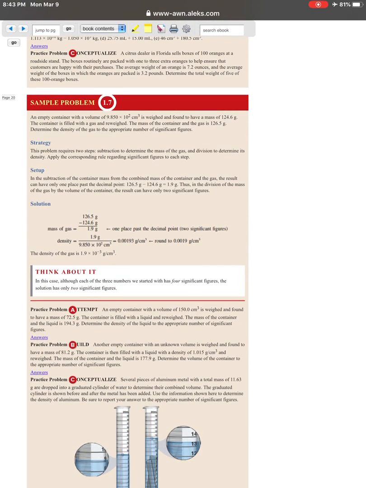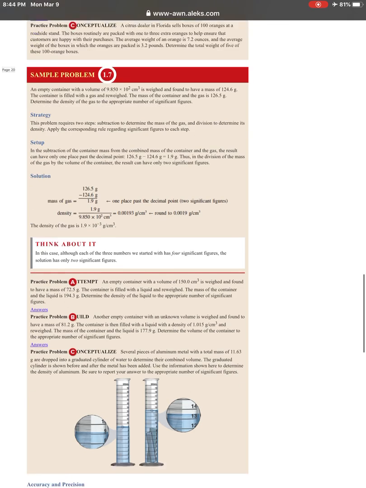Sample problem 1.7 is an issue where you're calculating the density. If you recall from the previous section, density is mass divided by volume. So you're doing division, mass over volume. But they're also making two mass measurements, and the mass of the gas is actually the difference in those two masses. So they're also doing subtraction. So this one is interesting. Take a look at the solution here.